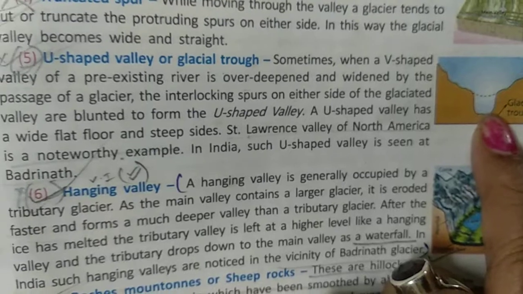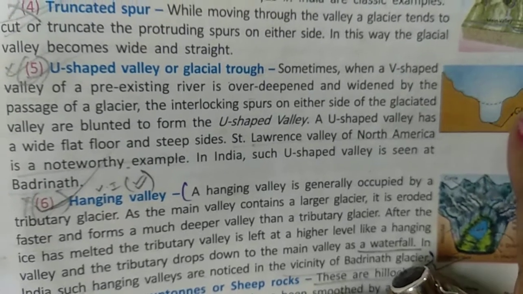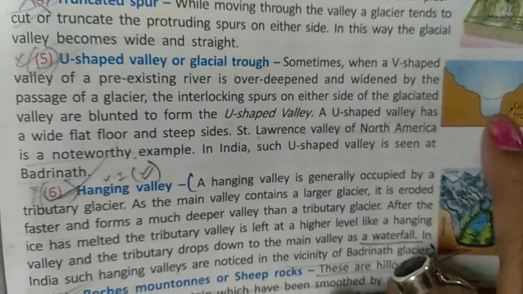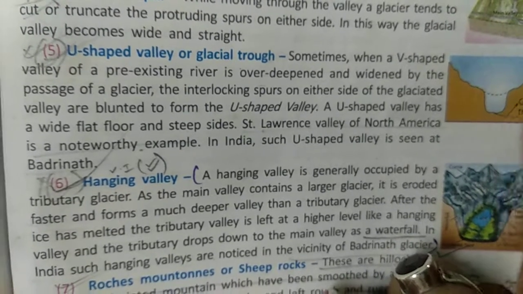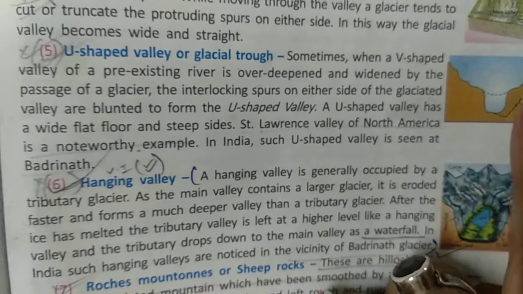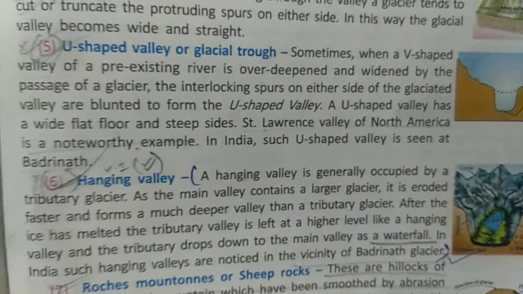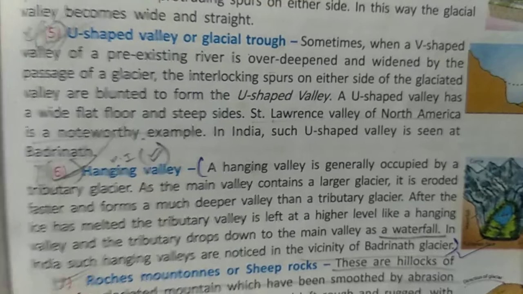The St. Lawrence Valley of North America is an example of it. Badrinath in India is also an example of a U-shaped valley.